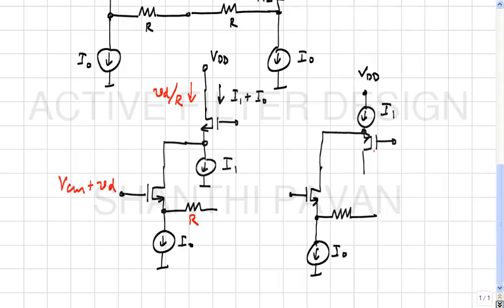Now, what about here? What is the quiescent current? This quiescent current is I0. What is the quiescent current here? I1 minus I0. And I am connecting this to ground to begin with. What is the incremental current? The incremental current here is Vd by R. So, this current will flow in which direction, up or down? It will flow up like this.